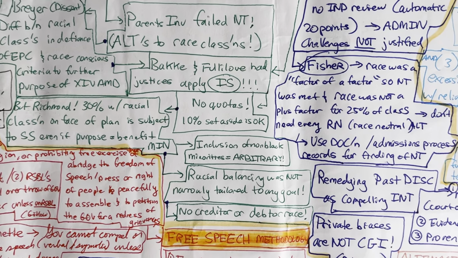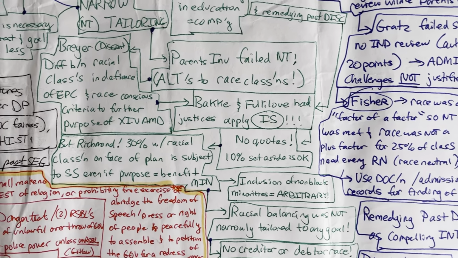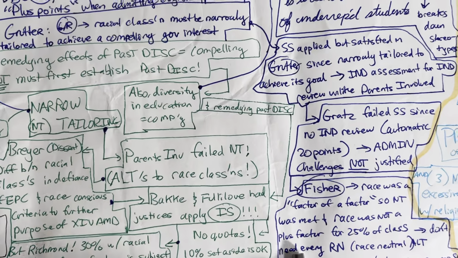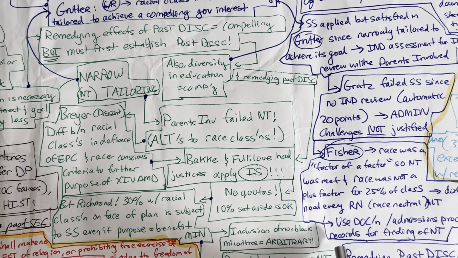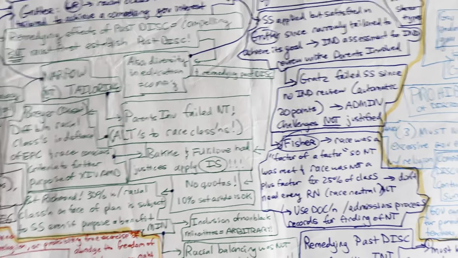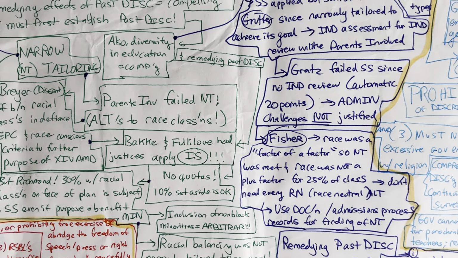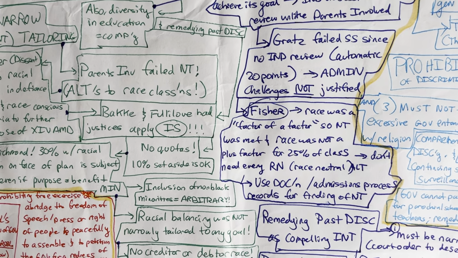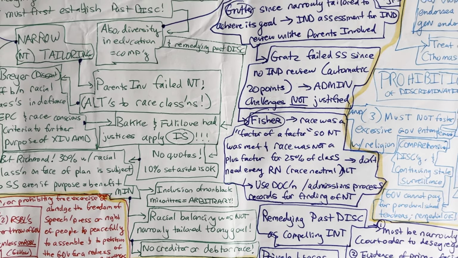And in Fisher, race was a factor of a factor. So that's distinguished from Gratz, where narrow tailoring was actually met in the Fisher case because race was not a plus factor for 25% of the class. You don't need every single racially neutral alternative. We use documentation and admissions process records for a finding of the narrow tailoring requirement.